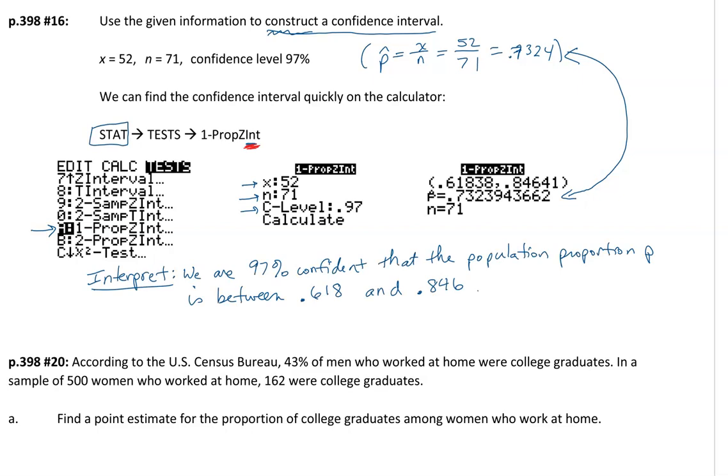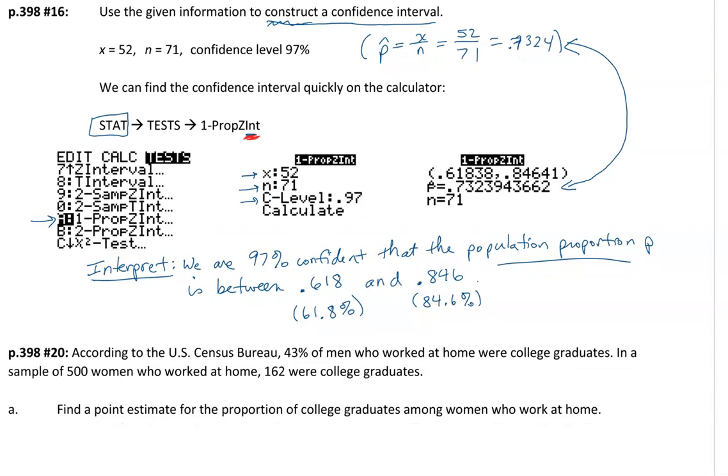And so here I've written it out for the interpretation. We are 97% confident that, and now we're going to always be talking about the population proportion. And this problem has no context, so we'll just say the population proportion, p, is between 0.618 and 0.846. And depending on the context, it might be that you want to change those into percents. So 61.8% and then 84.6%. It'll just depend on the question. And it mostly is your choice if you want to do that.